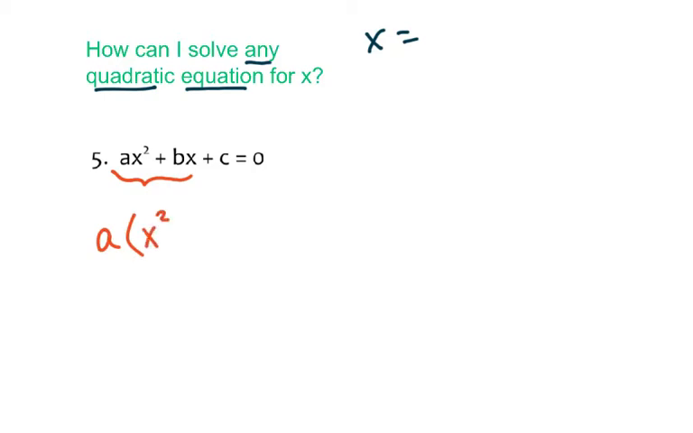Now we run right into what I was just showing you with that other problem, but in order to solve this for x, we're going to have to deal with that. So I'm going to have to say plus b divided by a, because if I did a times b over a, it would be b. So that's factoring it out. And then I'm going to leave space to complete my square.